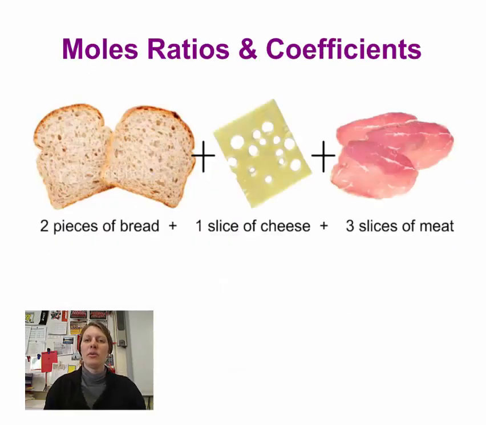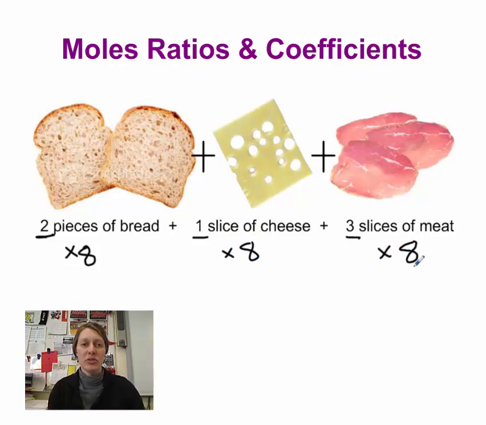The other topic we need to be aware of for stoichiometry is mole ratios and how we use the coefficients in balanced equations. If we make a comparison to building a sandwich, if we have a sandwich that uses 2 pieces of bread, 1 slice of cheese, and 3 slices of meat, we have the ratio of 2 pieces of bread compared to 1 cheese compared to 3 meat. Now if I wanted to make 8 of these sandwiches, I would just multiply each of these by 8. So I would know how many total pieces of bread, cheese, and meat I would use.